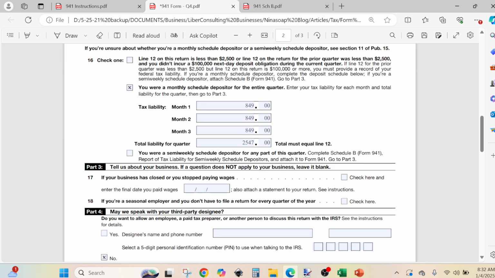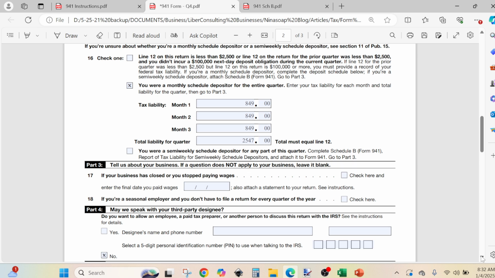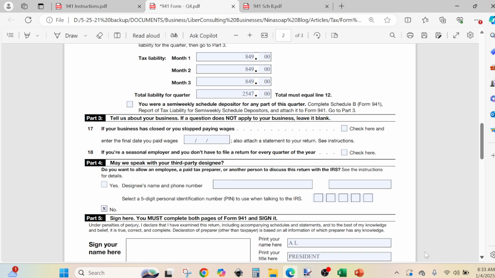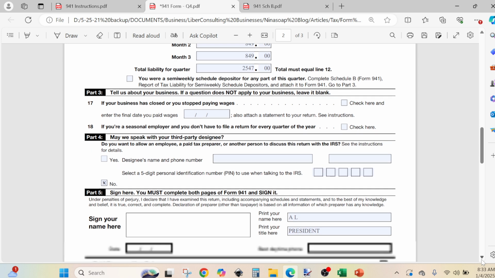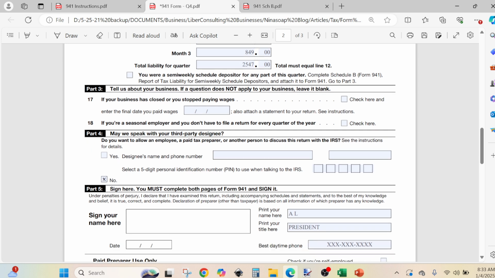Part 5, you'll put your name, you the business owner, your title, your phone number. You review the form, you print it out, you sign, you date, you make a copy for your business record, and you mail page 1 and 2 to IRS. You do not complete the voucher section, and by the way, you leave the paid preparer use only section alone as well, because you are filing for your own business. And the voucher section, you leave it alone.